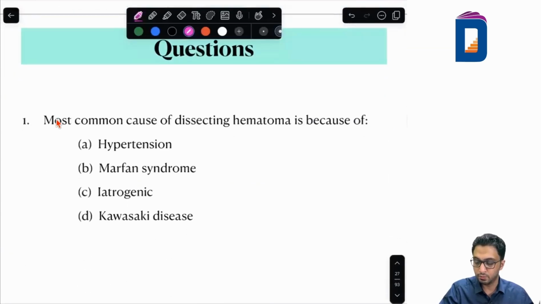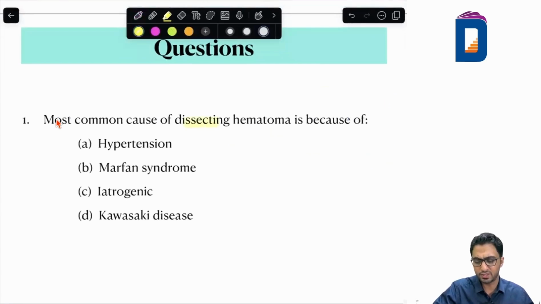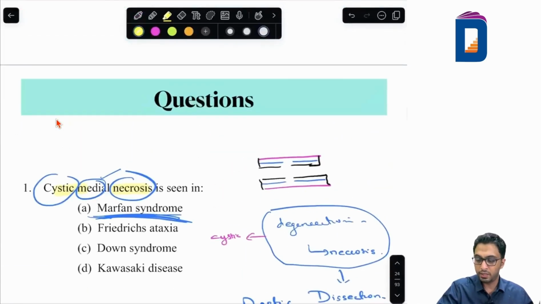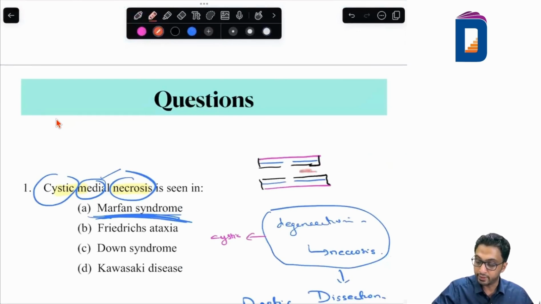Now another question. The most common cause of dissecting hematoma, or the other name, aortic dissection. Why are they saying hematoma? Because the blood is flowing into, which color will I use? Okay, red only. The blood is coming here and it is getting inside here. It looks like a hematoma. So it is a dissecting hematoma.